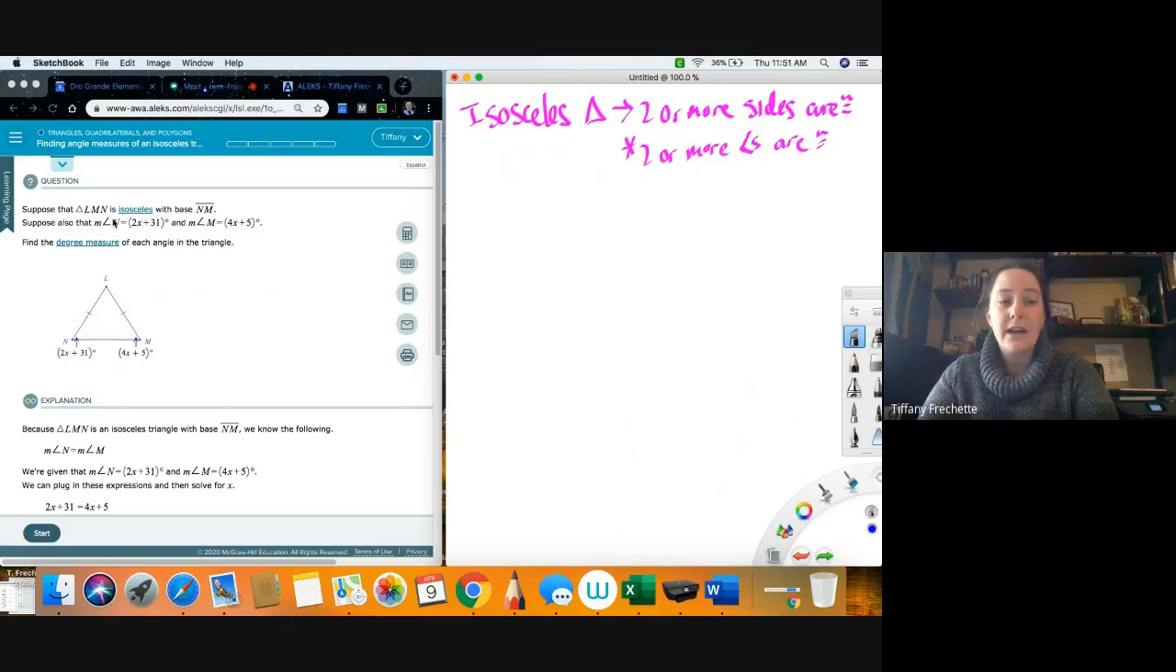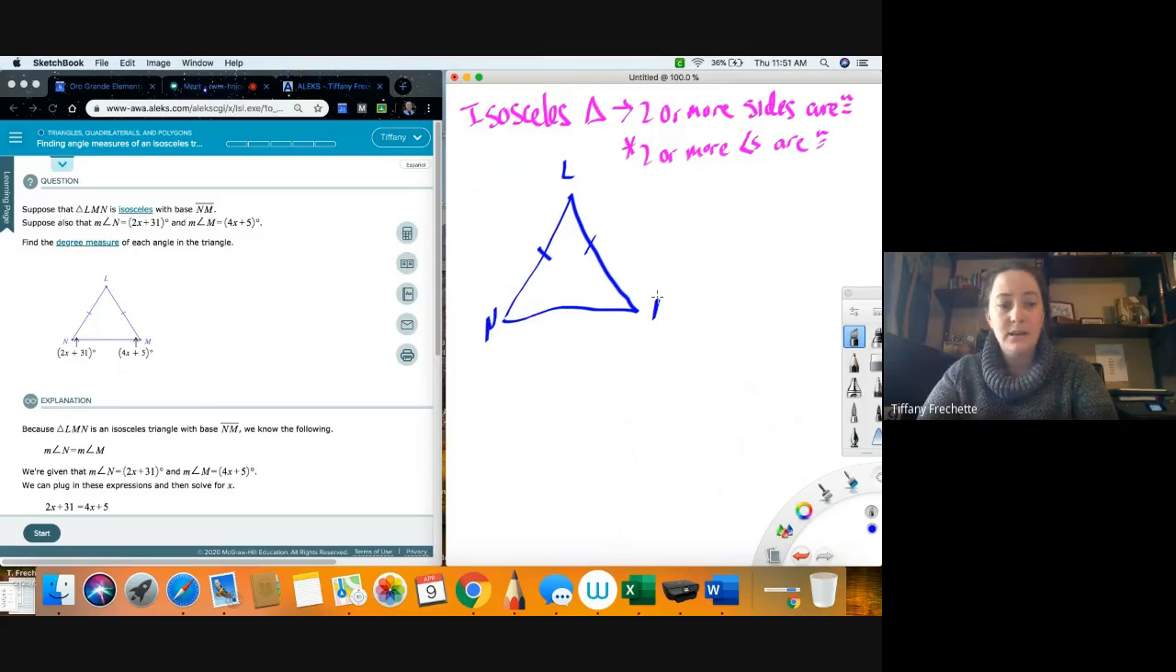Suppose also that the measure of angle N equals 2x plus 31, and the measure of angle M equals 4x plus 5. And that's how you say this, the measure of angle M. So that's all that means, that little m in front there. All right, so if we want to know what these two are equal to, I'm going to draw this triangle out here, and they want to find the degree of each angle in the triangle. So there is a bit of work to do on this one.